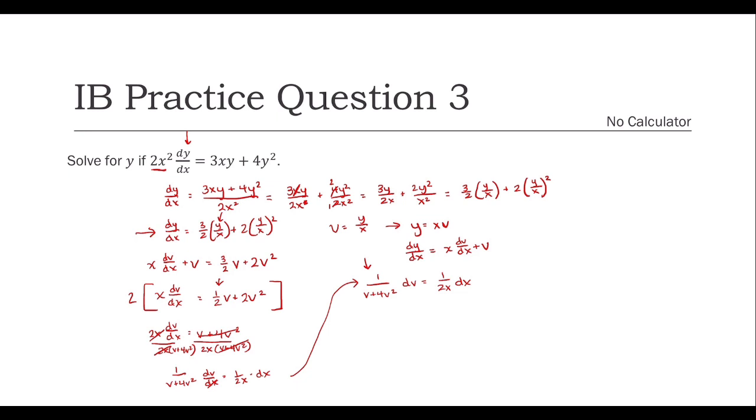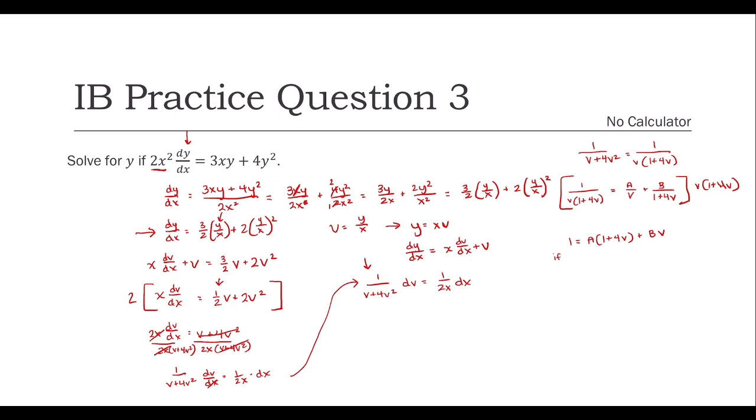So what we're going to do is split our 1 over (v plus 4v²) using partial fractions. So this is equal to 1 over v times (1 plus 4v). So we have 1 over v times (1 plus 4v) equals A over v plus B over (1 plus 4v). So we'll multiply everything times v times (1 plus 4v). So that gives us that 1 equals A times (1 plus 4v) plus B times v.